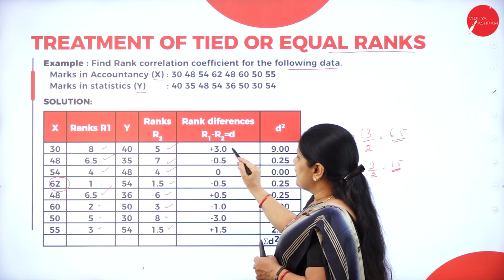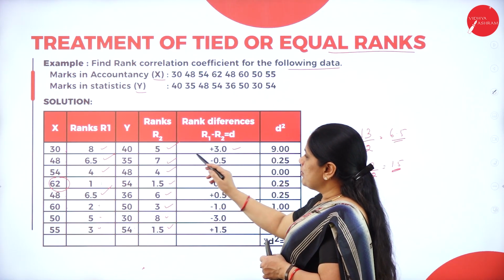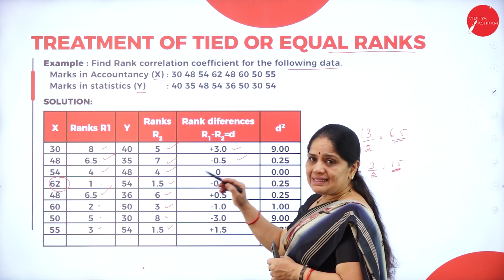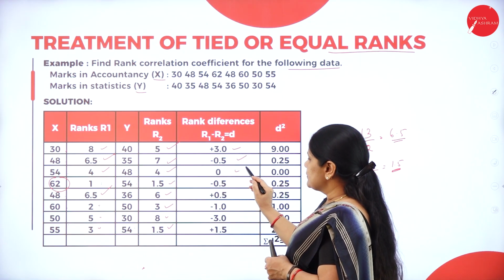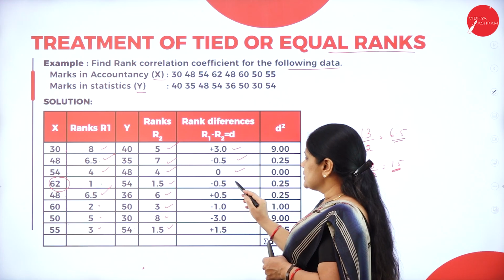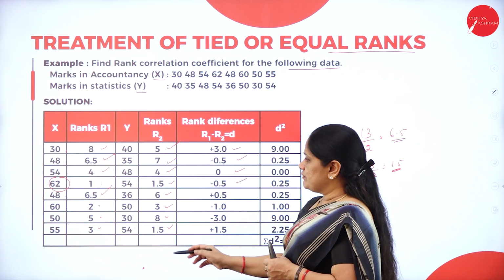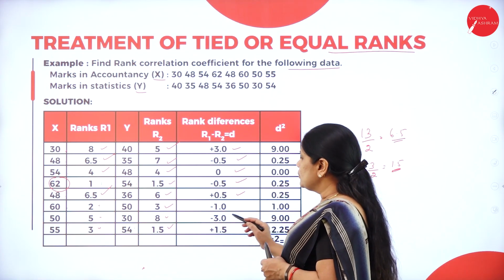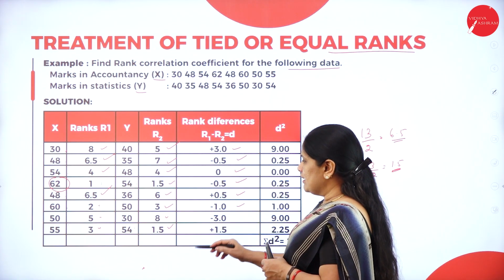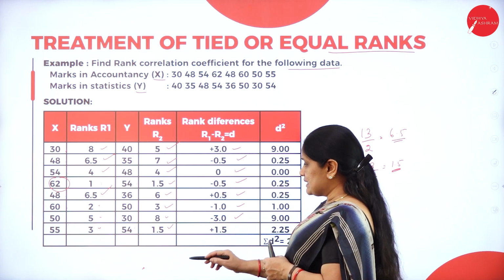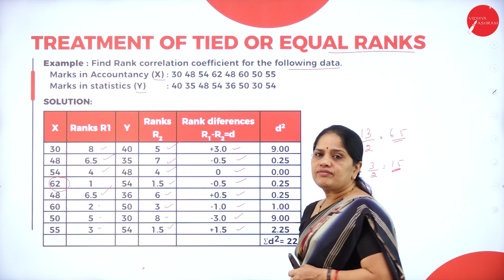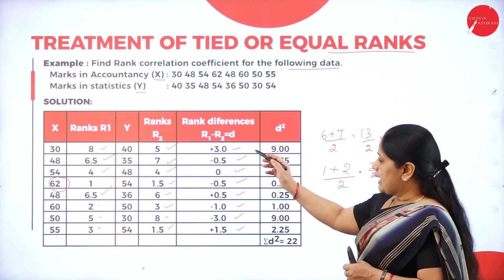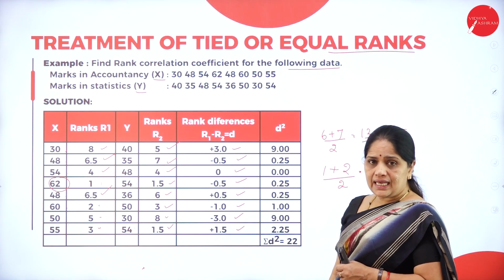So 8 minus 5 is plus 3, 6.5 minus 7 is minus 0.5, 4 minus 4 is 0, 1 minus 1.5 is minus 0.5, 6.5 minus 6 is 0.5, 2 minus 3 is minus 1, 5 minus 8 is minus 3, 3 minus 1.5 is 1.5. So I got the difference between the rankings.